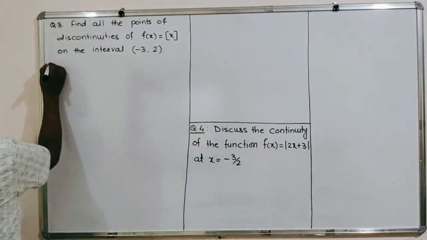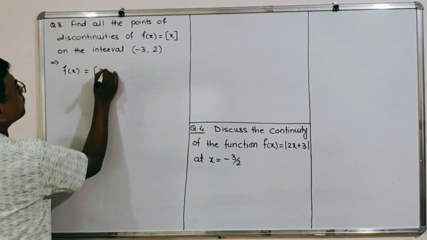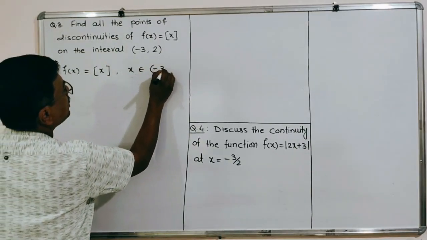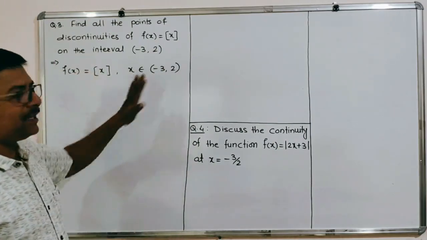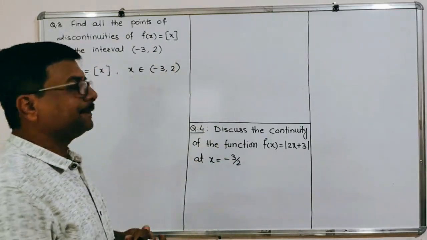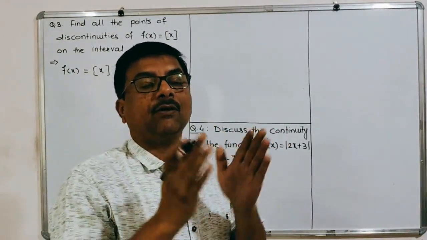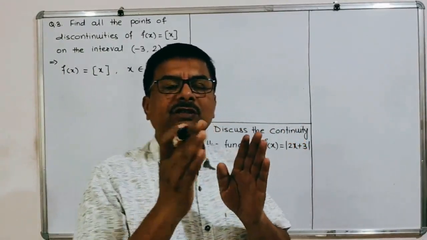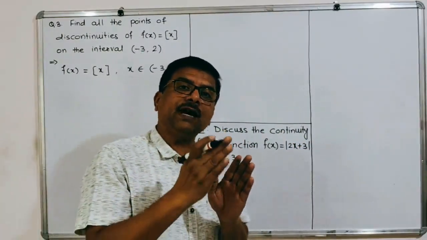Now look at the function. The function is f of x is equal to step x, where x is from the interval -3 to 2. We have already discussed this function step x in a previous lecture. Step x gives us different values in each interval between two integers. From 0 to 1 it will always give us value 0. From 1 to 2 it will always give us the value 1.